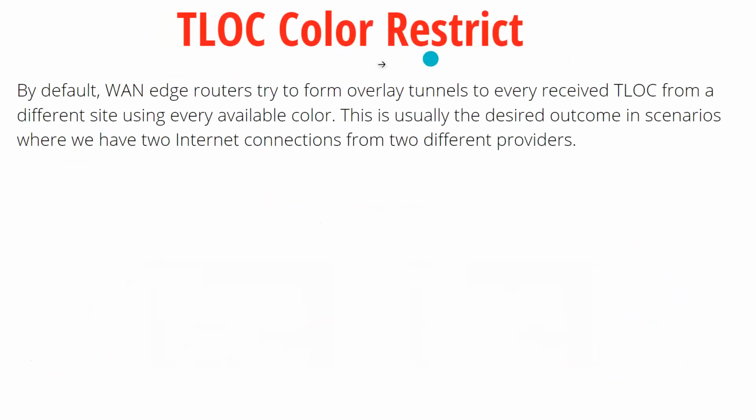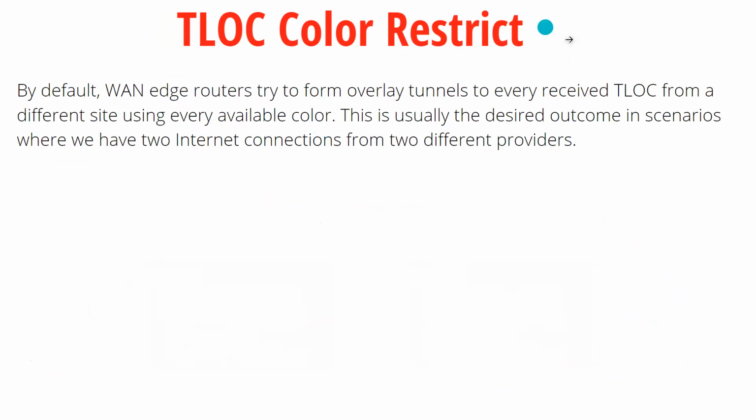TLOC color restrict feature, right? By default, WAN edge routers try to form overlay tunnel to every received TLOC from a different site using every available color. What happens? You have internet, one side biz internet, the other side is MPLS. Two sites are there. What will happen?